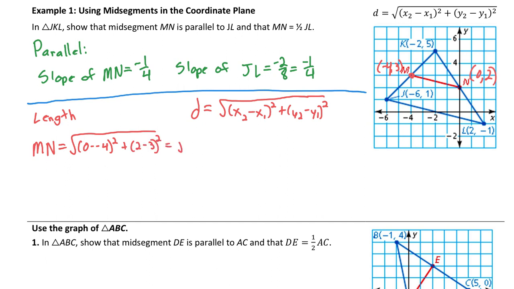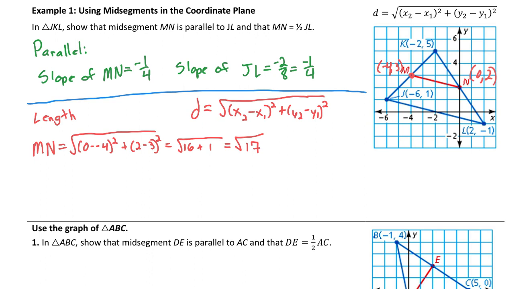So this really becomes the square root of 4 squared. 0 plus 4 is 4, so that squared is 16. And then 2 minus 3 is -1. -1 squared is 1. So I'm just going to leave this as the square root of 17. Okay? The square root of 17 for the length of MN.